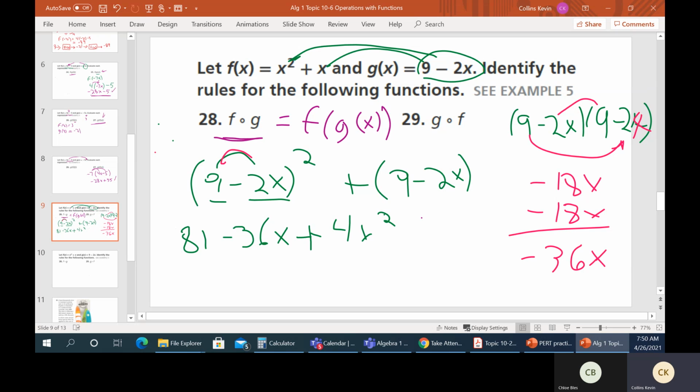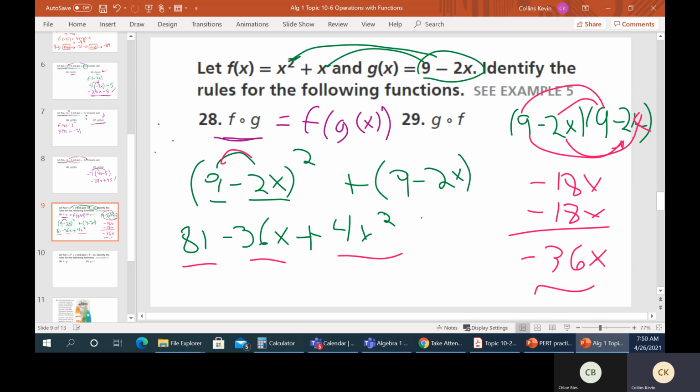Like I said, if you prefer this, that's fine. Because then over here, you'd multiply 9 times 9. There's your 81. You multiply minus 2x and minus 2x. There's your 4x squared. And then this gives you your middle term right there. So if you'd rather do it that way, that's fine. I like to present different things that you guys can do, but you decide which way is the best for you. Great question.